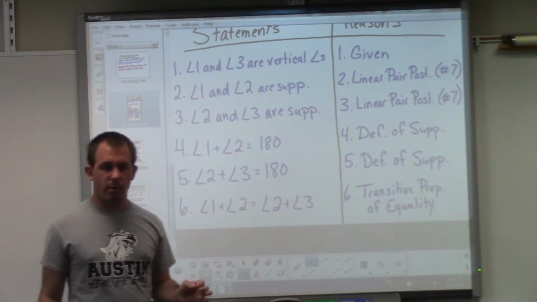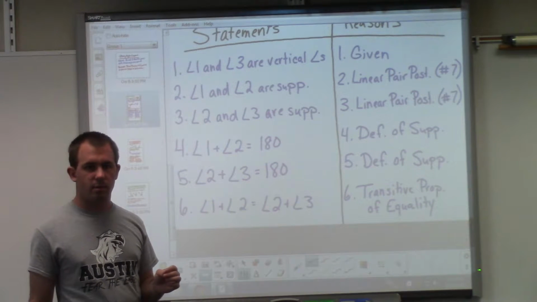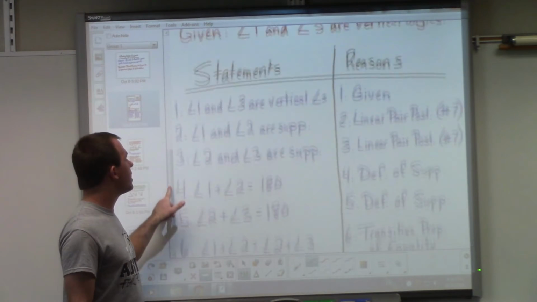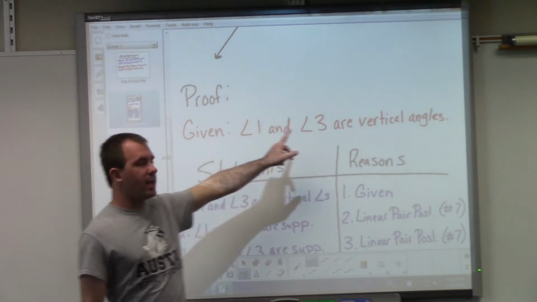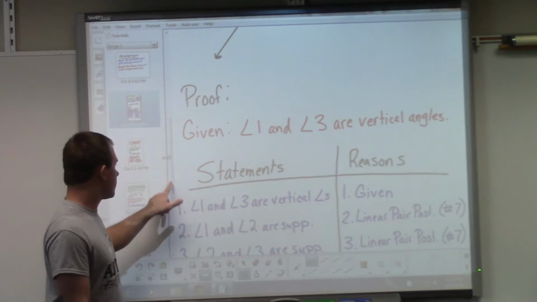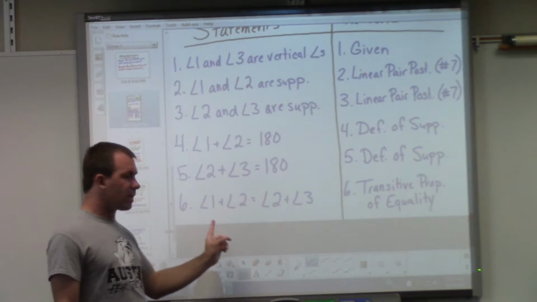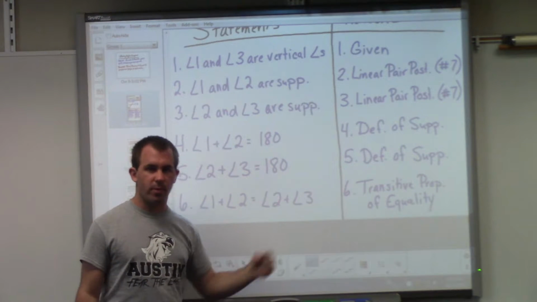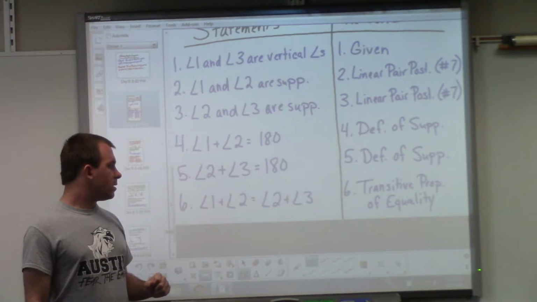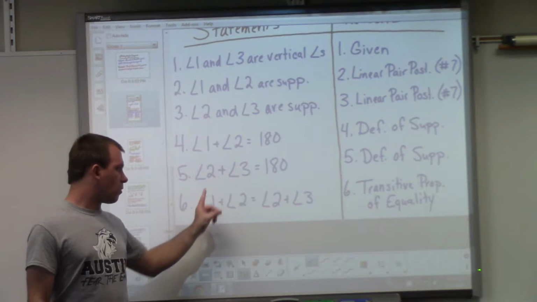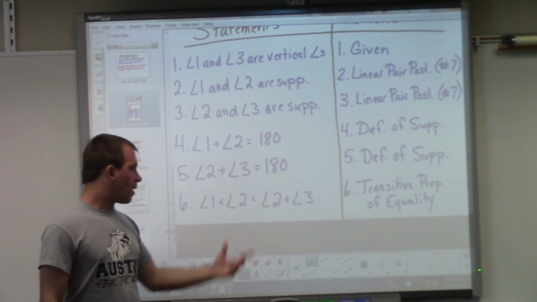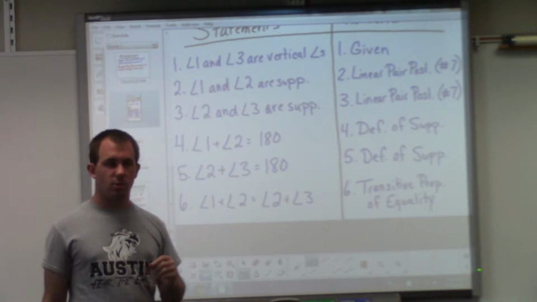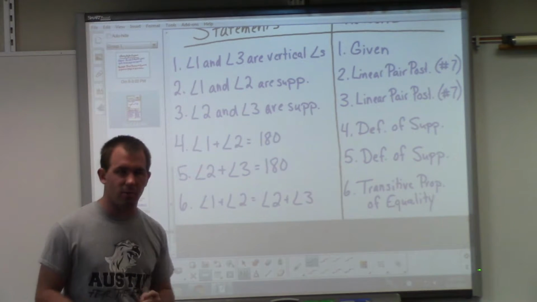What is the result we are trying to get to? Yes, we want to say that angle 1 and angle 3 are equal. We are at angle 1 plus angle 2 equals angle 2 plus angle 3. We want to be able to say angle 1 is equal to angle 3. We've got this angle 2 on both sides of the equation. So what can we do to get rid of angle 2?